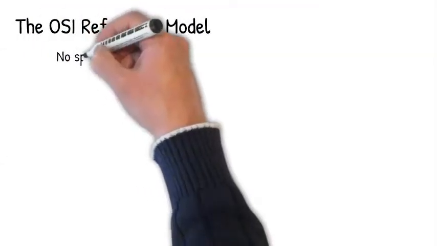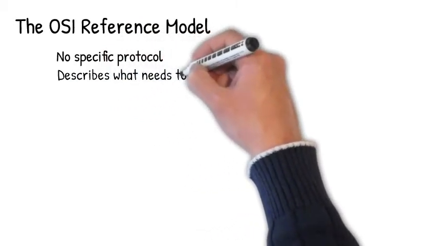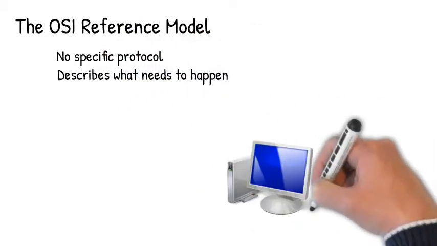So remember what we talked about at the beginning. The OSI reference model does not describe what happens with any specific protocol, but what it does do is illustrate what needs to happen during network communication.